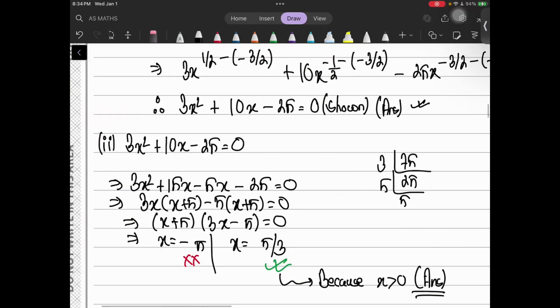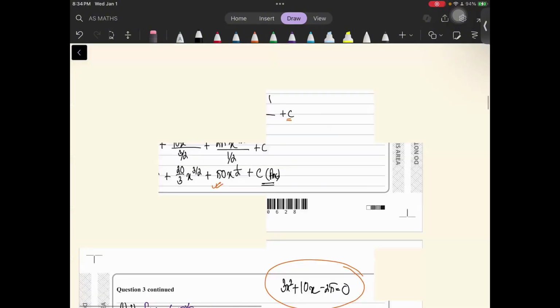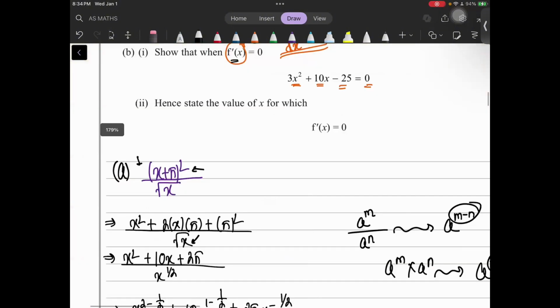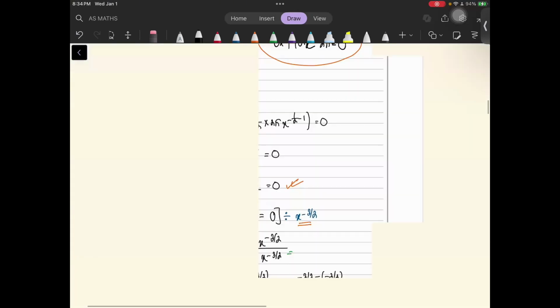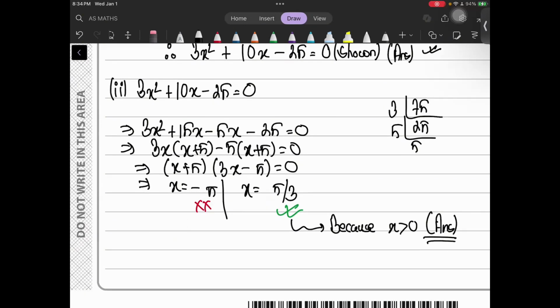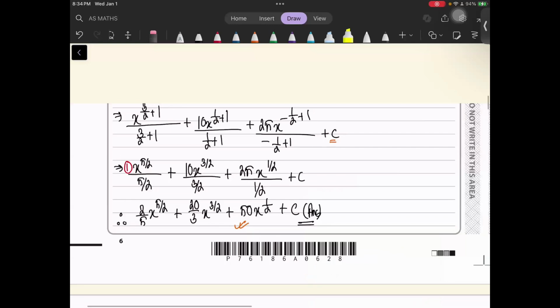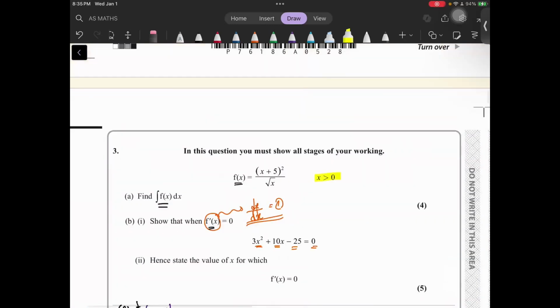And now they said that hence state the value of x for which dy by dx is equal to 0. So you have to now solve this equation: 3x squared plus 10x minus 25 equals 0. You can use your calculator, or you can use the factorization method. So you do this and you get two values, minus 5 and 5 by 3. You eliminate this minus 5 and take this 5 by 3, because in the question it said that x should be greater than 0. They clearly stated this fact in the question itself, so that x should be greater than 0, right?